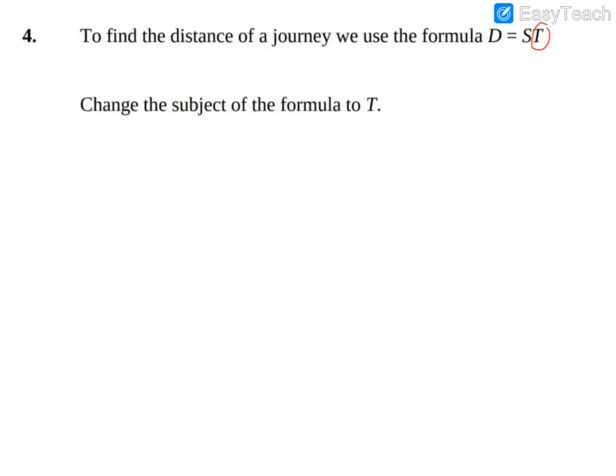Now we need to think carefully about what this means. So far I've got d equals st, and when we've got two variables next to each other like this without a symbol in between, it means that we are multiplying them, right? There's a sort of invisible multiply sign that we don't bother writing. We just write it like that, d equals st. So if I want to get rid of this s and leave t on its own as the subject, we're going to have to do the opposite of multiplying by s, and the opposite of multiplying by s is dividing by s. So if we divide by s on this side, we're going to do the same on this side.